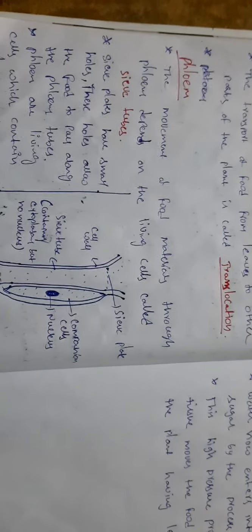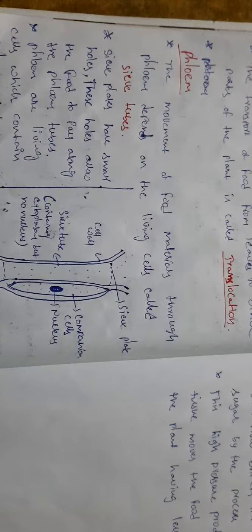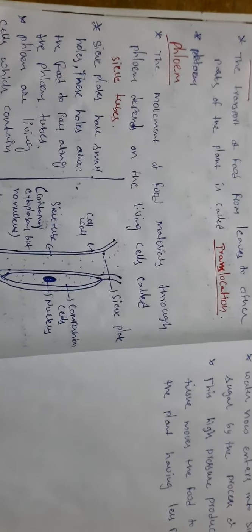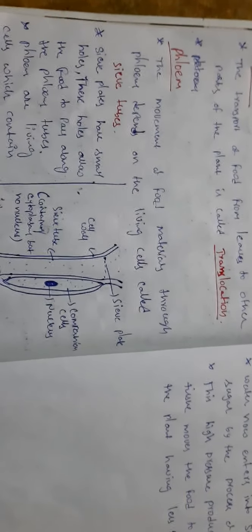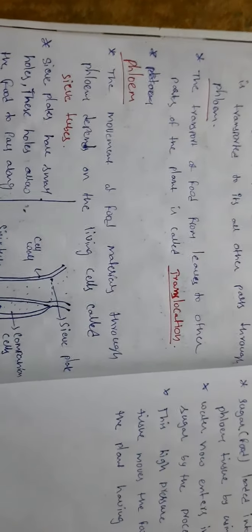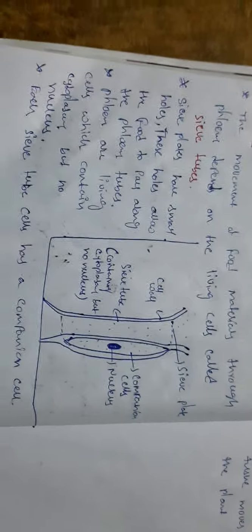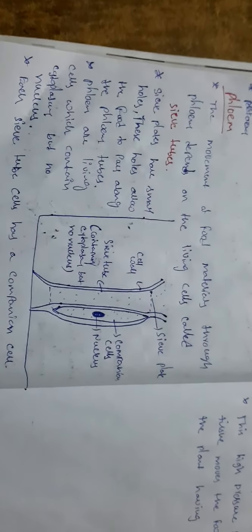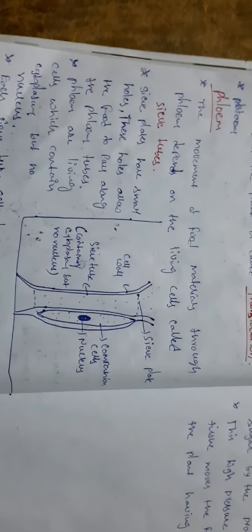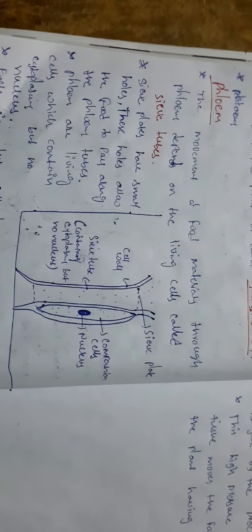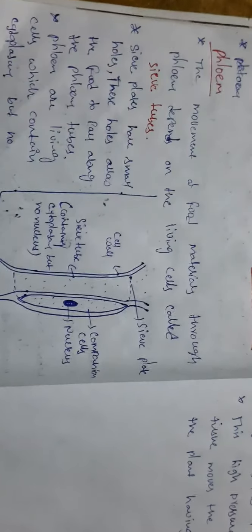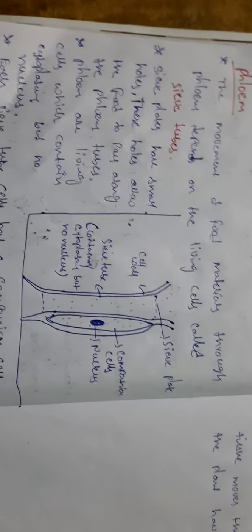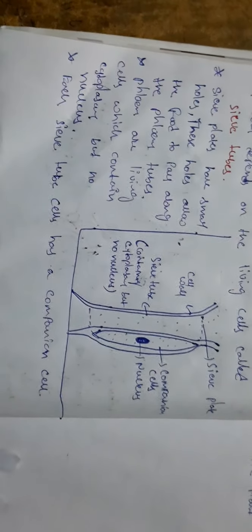The movement of food materials through the phloem depends on living cells. So here, xylem cells are dead cells, but phloem cells are living cells. Why? Because they transport the food, through translocation. See, the phloem contains sieve tubes and companion cells, but the xylem has tracheids and xylem vessels. But phloem cells contain sieve tube cells and companion cells.